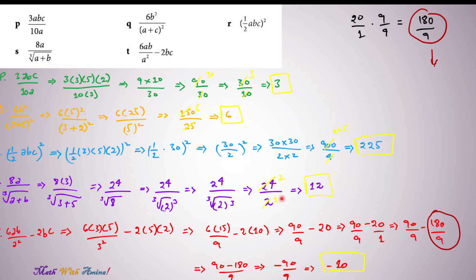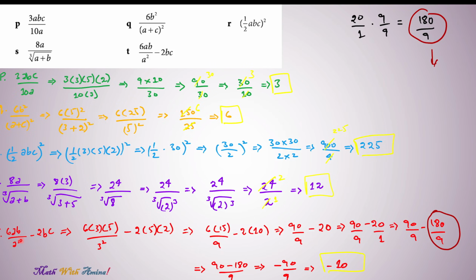If we further simplify it, 2 multiplied by 1 is equal to 2, and 2 multiplied by 12 is equal to 24. So 12 is the final value of this expression.